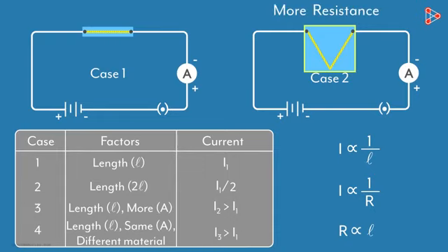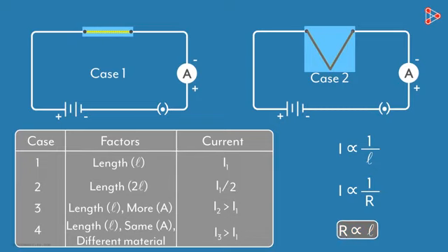Note that here we assume everything else will be constant. It'll be the same wire with the same cross-sectional area, and other factors like temperature will also be constant. So the length of the wire is one of the factors on which the resistance of a conductor depends. The resistance of a conductor is directly proportional to the length of that conductor.